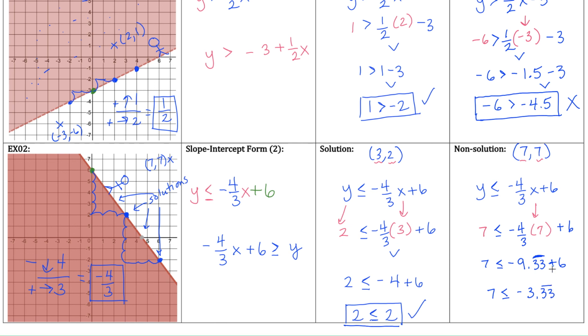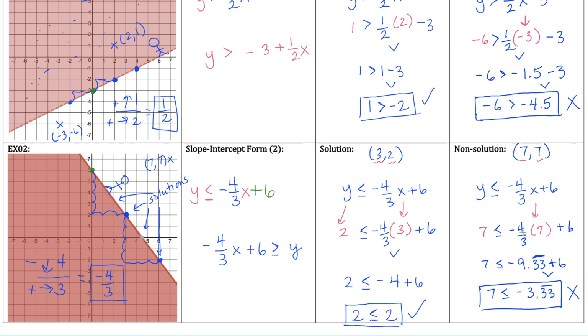Hold on, let me make sure that's right. I don't know why these ones trip me up. So negative 9.33333 plus 6. Yeah, okay. So the problem is that 7 is not less than any negative number. Positive 7 is not less than or equal to negative 3.33. And this shows that it's a non-solution.